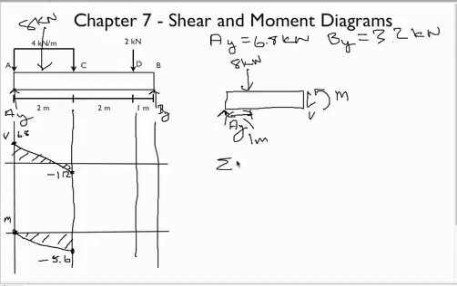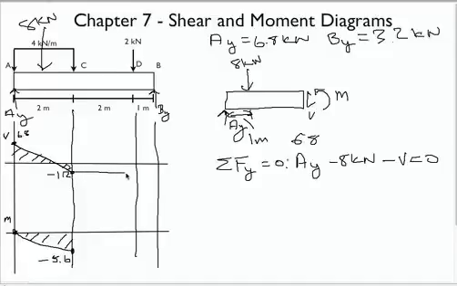So now we can sum our forces in the y. So again, we have AY minus 8 kilonewtons minus V equals 0. And that is convenient because that tells us that V is constant. There's no X, so V is constant, which should make some sense. There's no forces in this region to generate a change in shear. So this is 6.8 minus 8, and so that's negative 1.2. And so this is just a straight line, negative 1.2, the whole region from D to B.